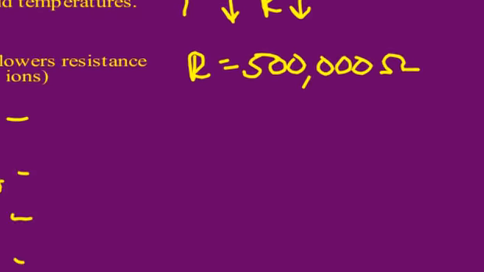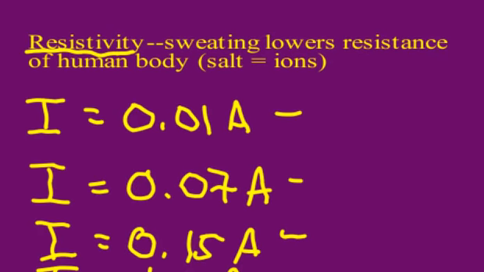That's because when you sweat, salt comes out of your body, and salt equals ions, and ions equals charges. And there you go. If you move those charges, you have a current. I do want to talk briefly about the different kinds of current and what their effects are on your body.